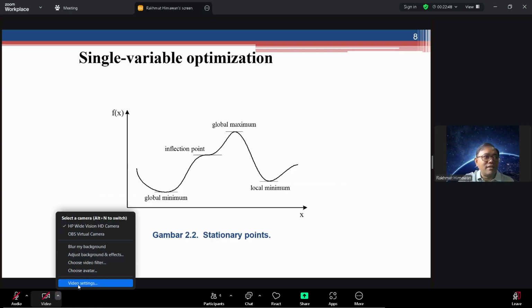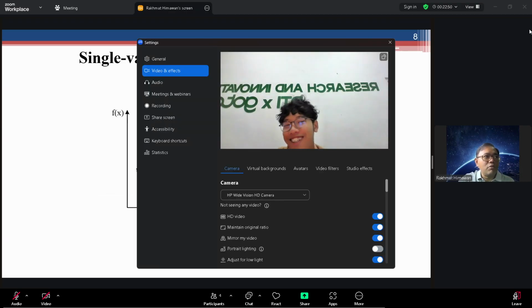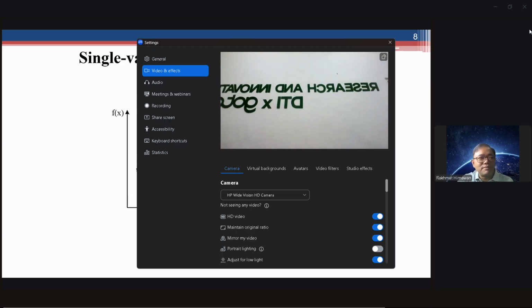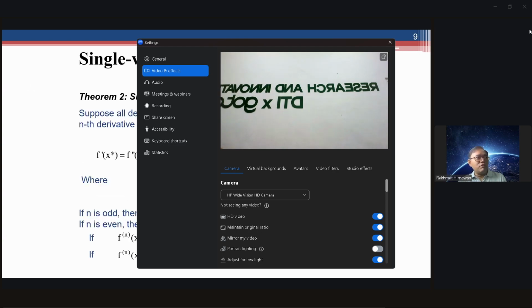We don't know it yet. Is it global minimum, global maximum? We don't know it yet. But we know that these points are the special one, the stationary one, the one that changes. And then after we find the stationary points, we check theorem 2, which is the sufficient condition.